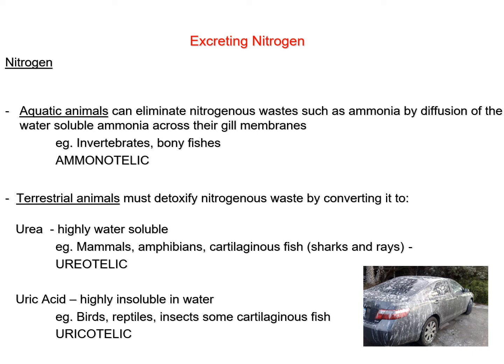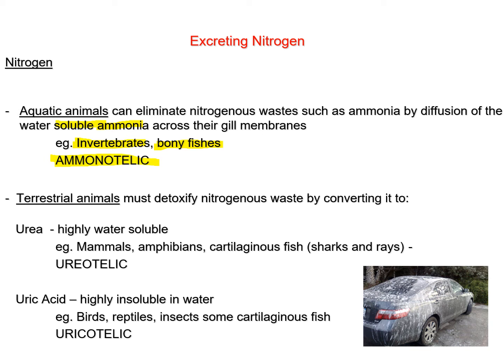Aquatic animals typically don't convert the ammonia. It simply diffuses away from the blood plasma across the gill membranes. That's the example with invertebrates that live in water, and also the bony fishes. So these organisms that produce ammonia and release it as their excreted nitrogen are called ammonotelic organisms.